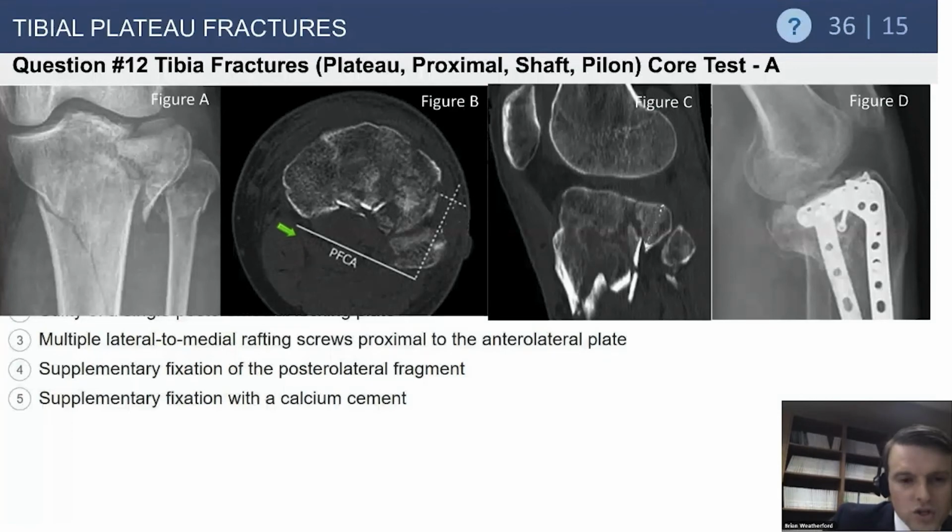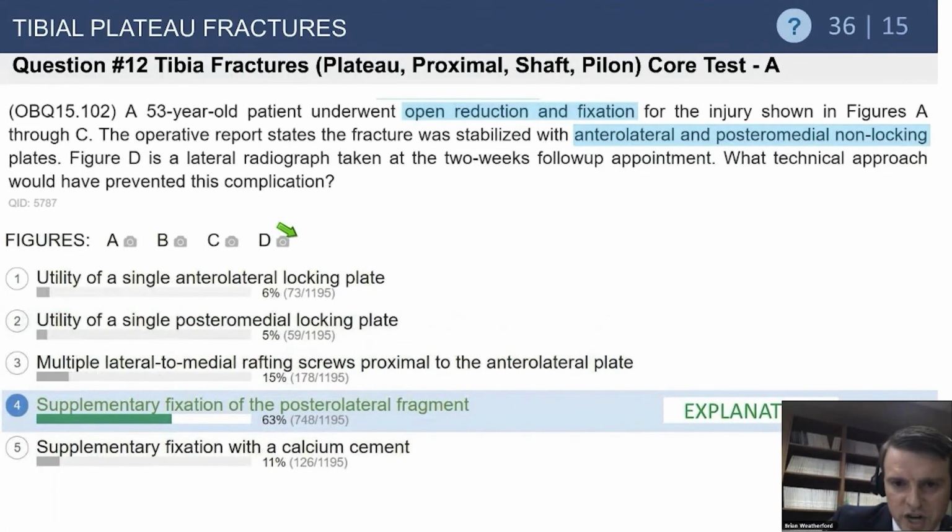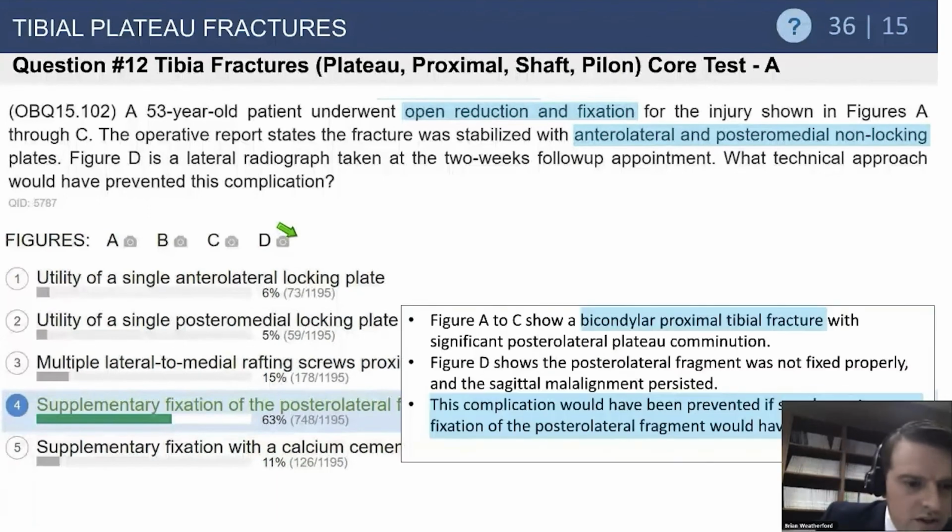Okay, so I hope you guys can see here that this patient has a substantial amount of posterior lateral articular depression. That's what they're trying to show with these images. And then they have a significantly increased sagittal slope of the tibia here. All right, so let's see what we have for our answer choices.